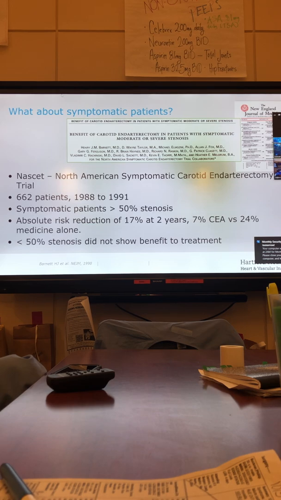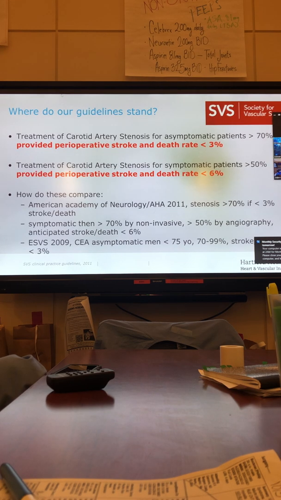This is what I was talking about before, the less than 50%. That was included in this trial. There's no benefit less than 50%. So maybe it's an arbitrary cutoff. Yes, we have 48% stenosis or something. They've got a really ulcerated plaque. Occasionally, we will operate on those patients. But basically, that breaks down those.